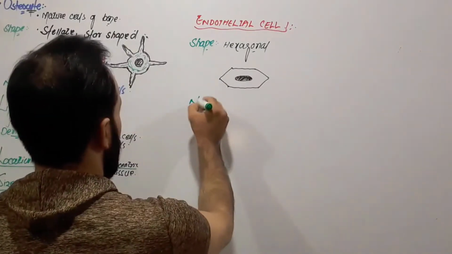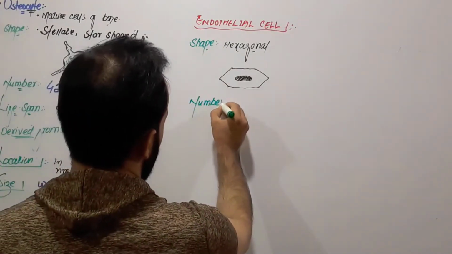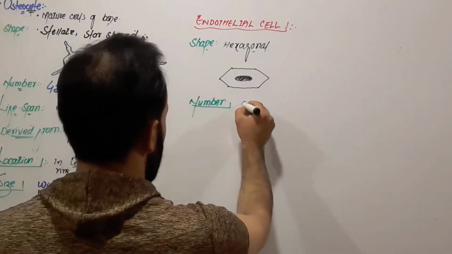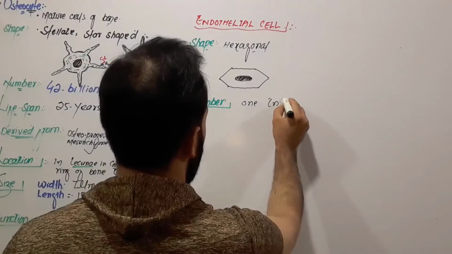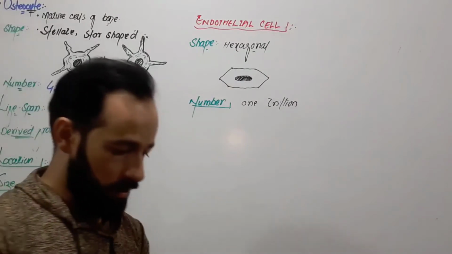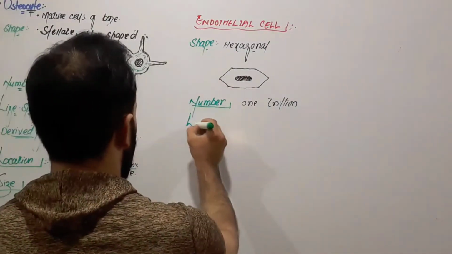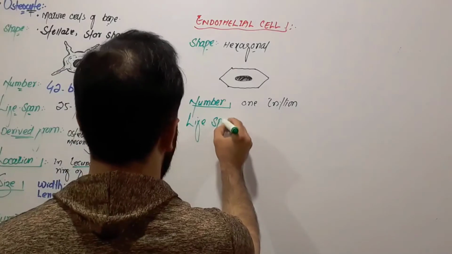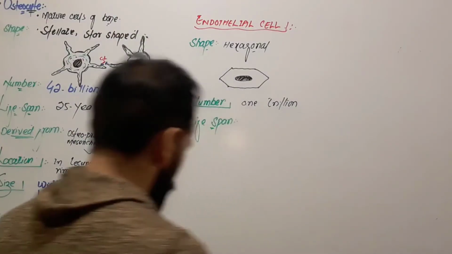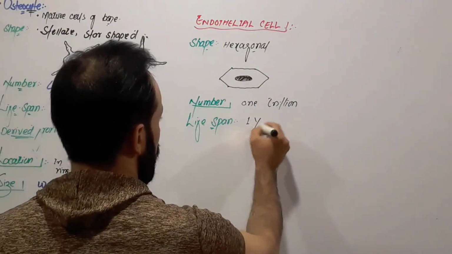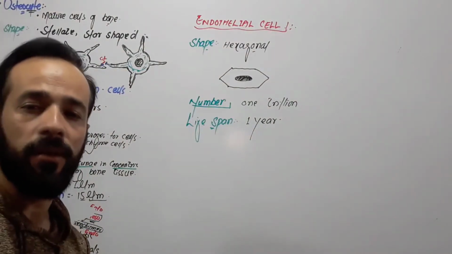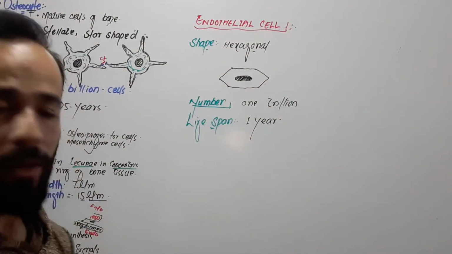Then what is their number, how many endothelial cells do we have in our body? The books have written that there are 1 trillion endothelial cells in our body. Look at their number, 1 trillion. And what is their lifespan, for how long do they live and then die? Some books have written that their lifespan is about 1 year. Up to 1 year they can live in our body and then they vanish.